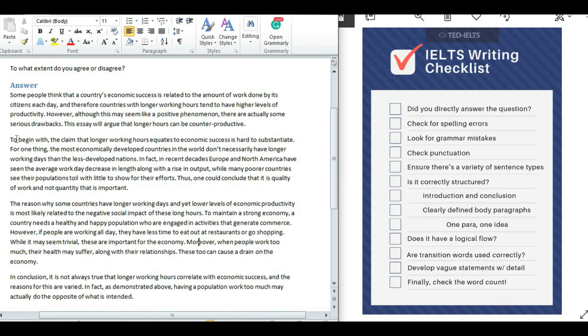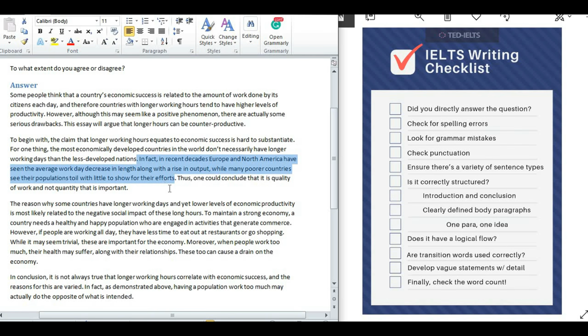Let's look at this essay. So, for our first body paragraph, to begin with, the claim that longer working hours equates to economic success is hard to substantiate. So this is a broad idea. Our next sentence focuses it. For one thing, the most economically developed countries in the world don't necessarily have longer working days than the less developed ones. So this second sentence is expanding upon the previous one. Now we're going to develop this further.